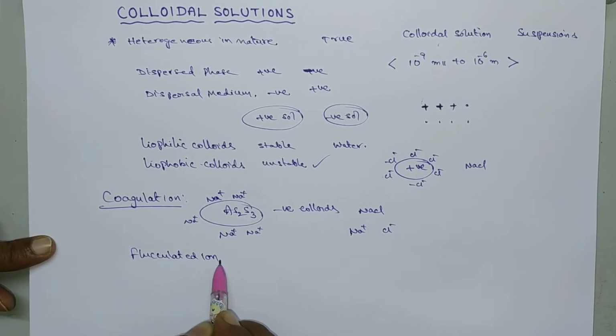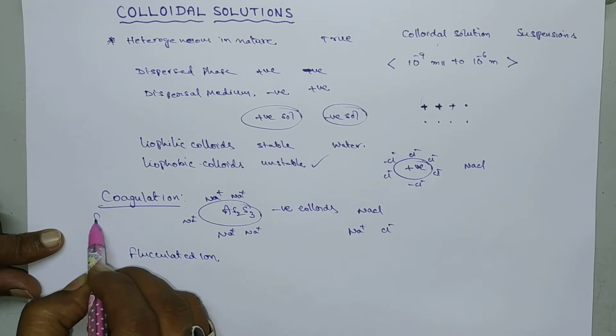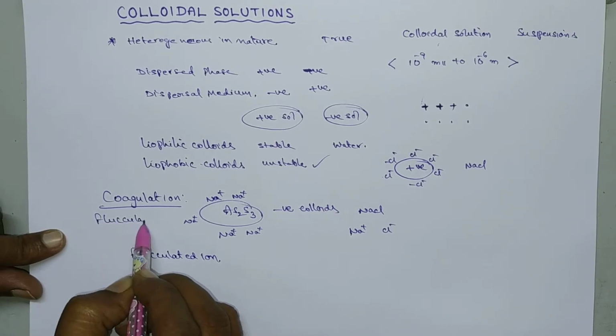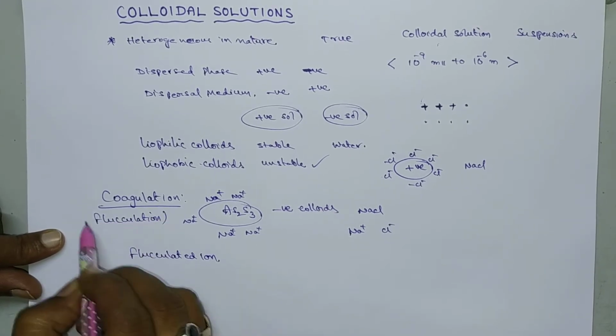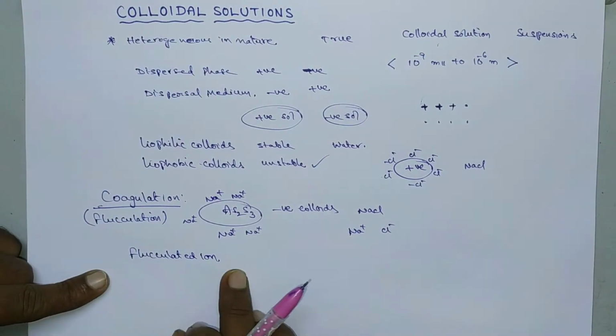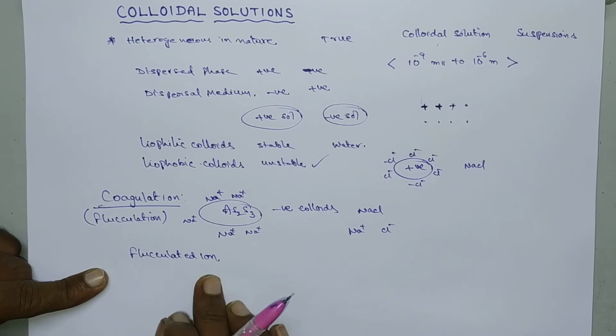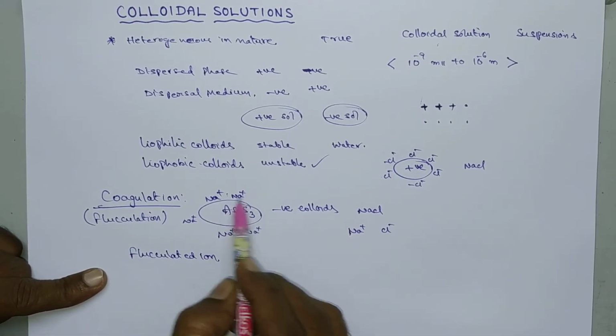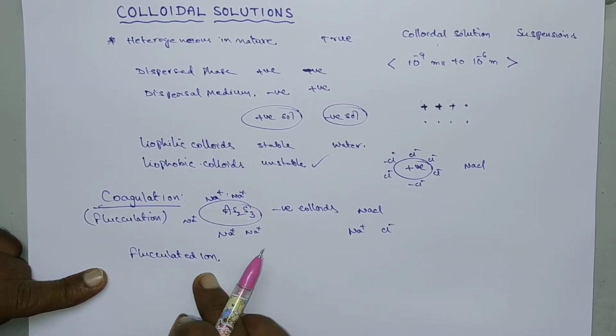This Na+ ion is called the flocculating ion. Coagulation is also called flocculation. The ion which is responsible for coagulation is called the flocculating ion. Clear? Here the Na+ ion is the flocculating ion.